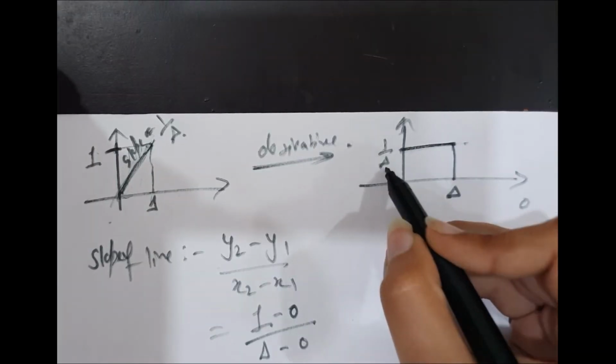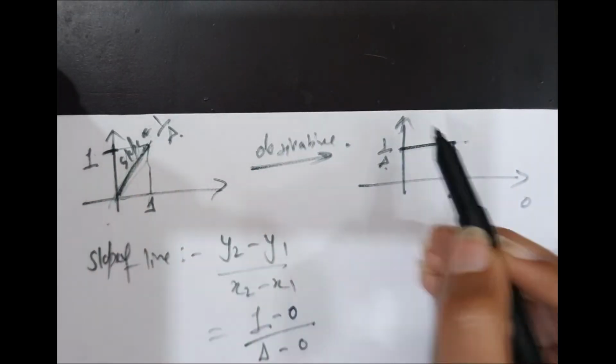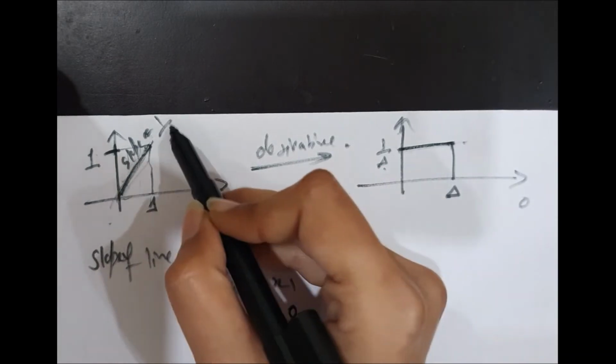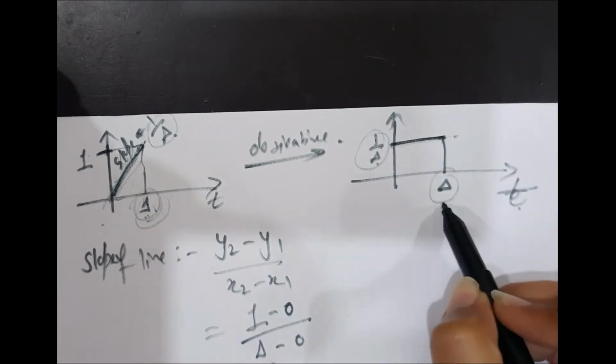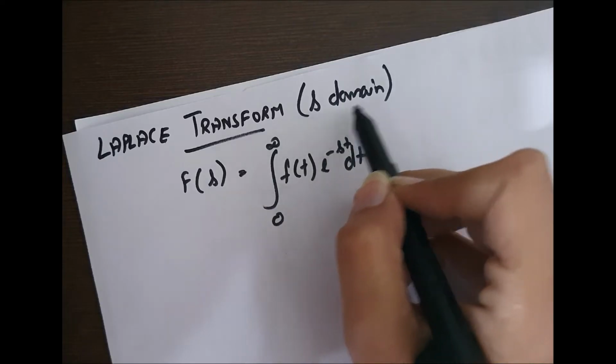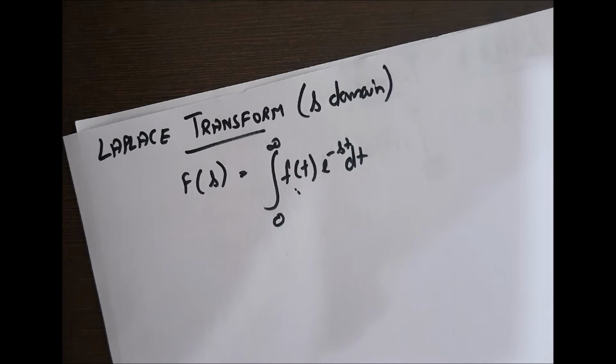This unit function is 1 upon delta. The derivative of this ramp function is the unit function. This slope is 1 upon delta, so this is 1 upon delta till delta. Its t is also delta. Laplace transform is in the S domain. Laplace transform is always in the S domain.